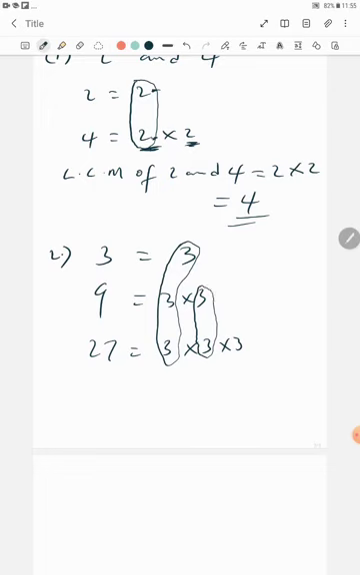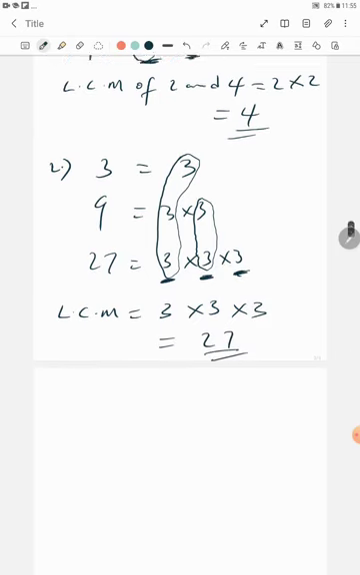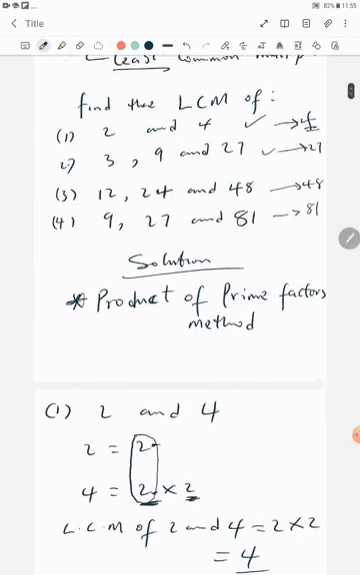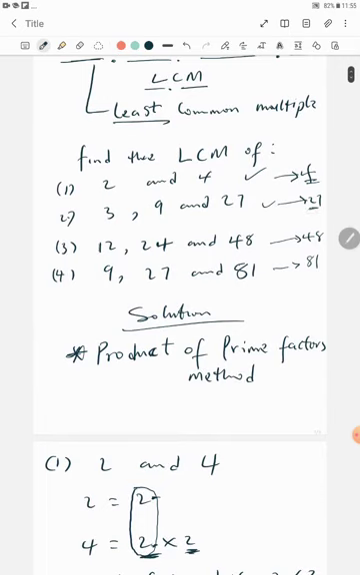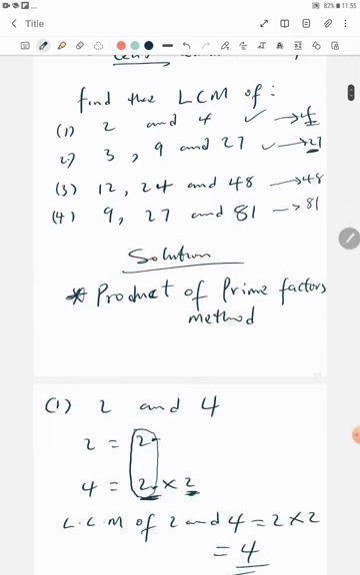Group it. So this one that we have grouped together represents just a single 3. This one represents just a single 3, and this is another 3. So LCM now will be equals to 3 times 3 times 3, and that will be 27. Okay. Which is the same thing that we got when we used the tabular method.